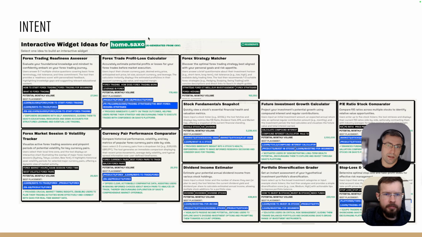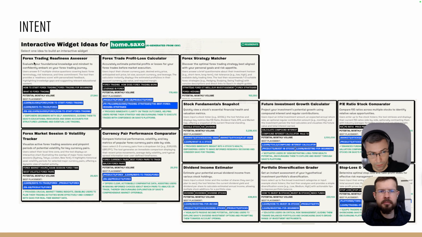So this is the list of ideas dedicated to Forex on the left, and on the right, this is for general purpose, the most important keywords that have the highest volume of traffic. So on the left, Forex trading readiness assessor. So, are you ready to trade in Forex? Forex trade profit loss calculator. So accurately estimate potential profits or losses of your Forex trade before market execution.